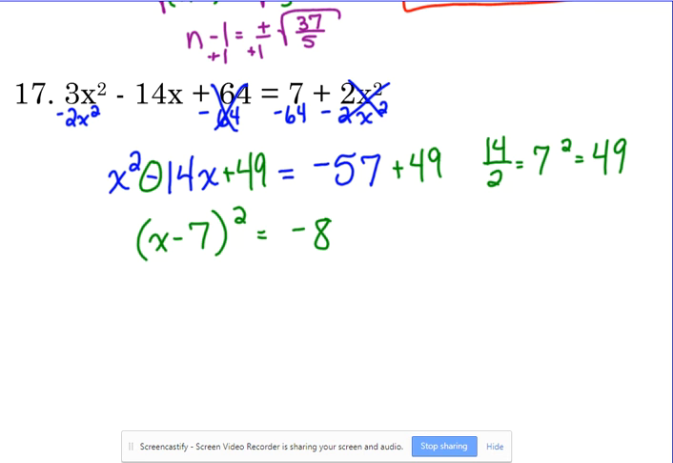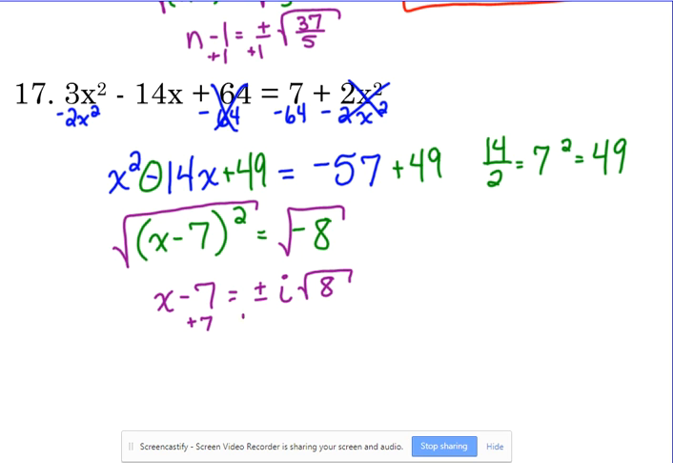Uh-oh. Our next step is to take the square root. What happens when we have a negative under a square root? We take it out as i. So still need the plus or minus. Negative comes out as i. Leave the 8 under there. And then we add 7 to both sides. So x equals 7 plus or minus i square root of 8.